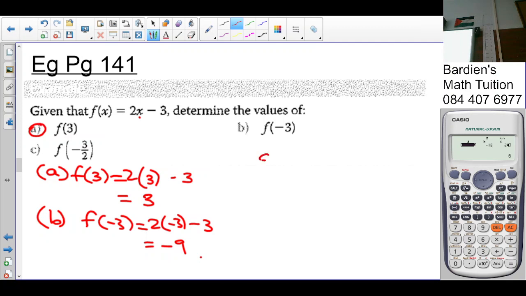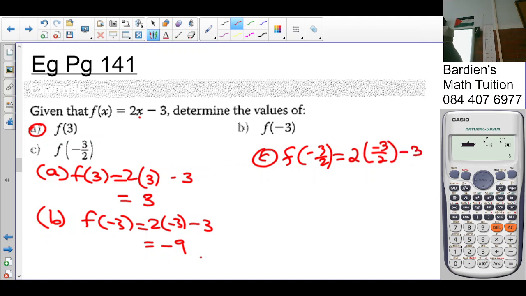Right. C, f of negative 3 over 2. Wherever I see x, I put negative 3 over 2. So it's 2 times negative 3 over 2 minus 3. You all agree with that? Which is negative 3 minus 3, which is negative 6. You all agree with that?